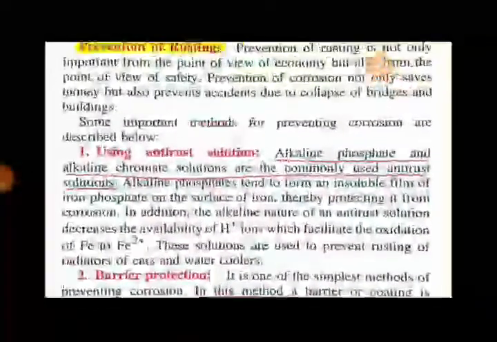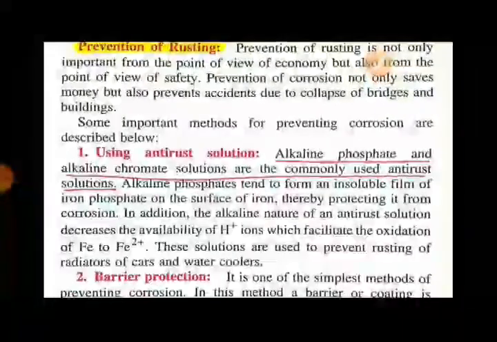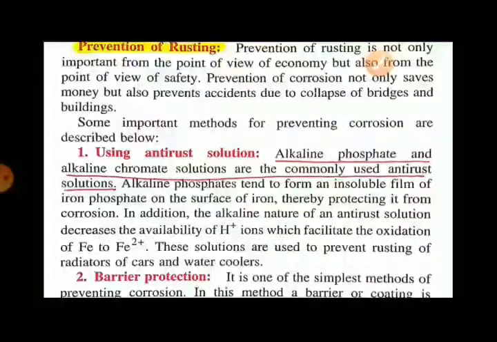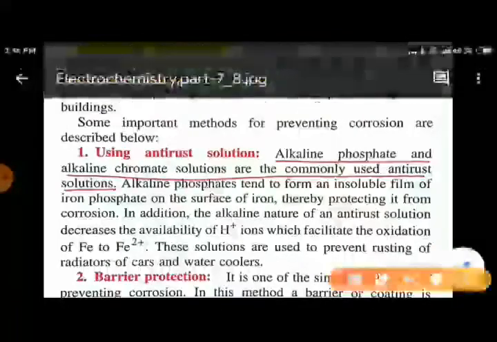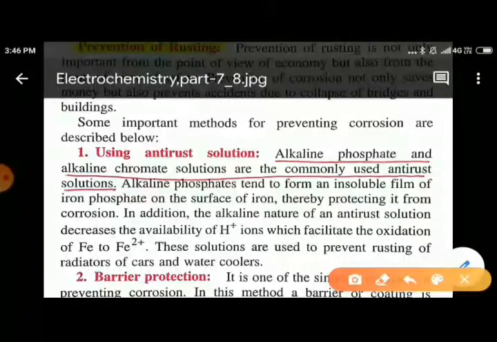Now, prevention of rusting. Prevention of rusting is important not only from the point of view of economy but also from the point of view of safety. Prevention of corrosion not only saves money but also prevents accidents due to the collapse of bridges and buildings. Some important preventions are here. First one is using anti-rust solution. Anti-rust solution means a solution which prevents rusting or corrosion.